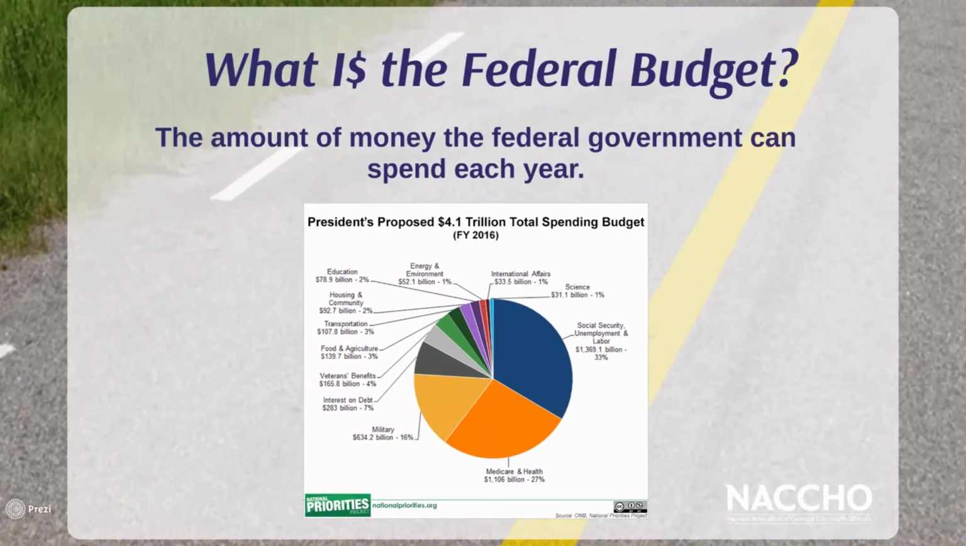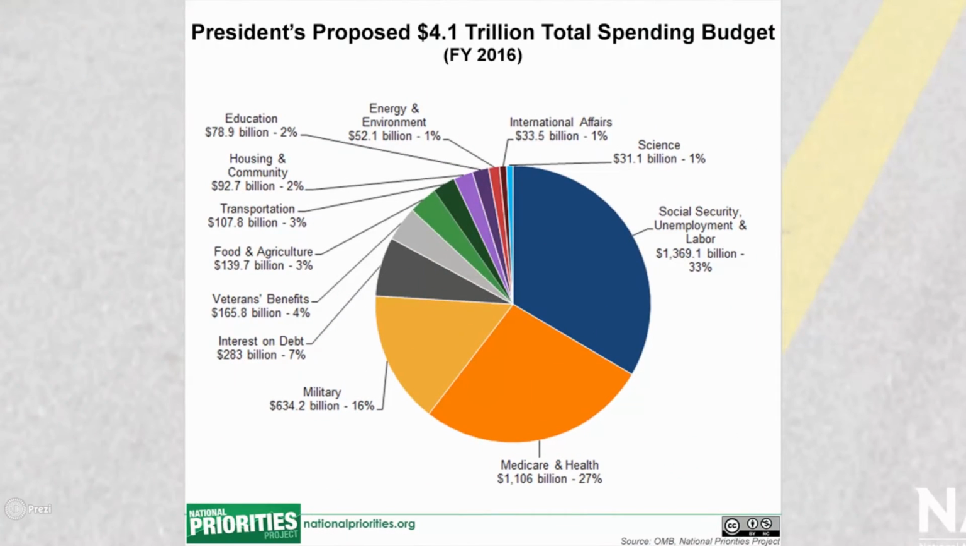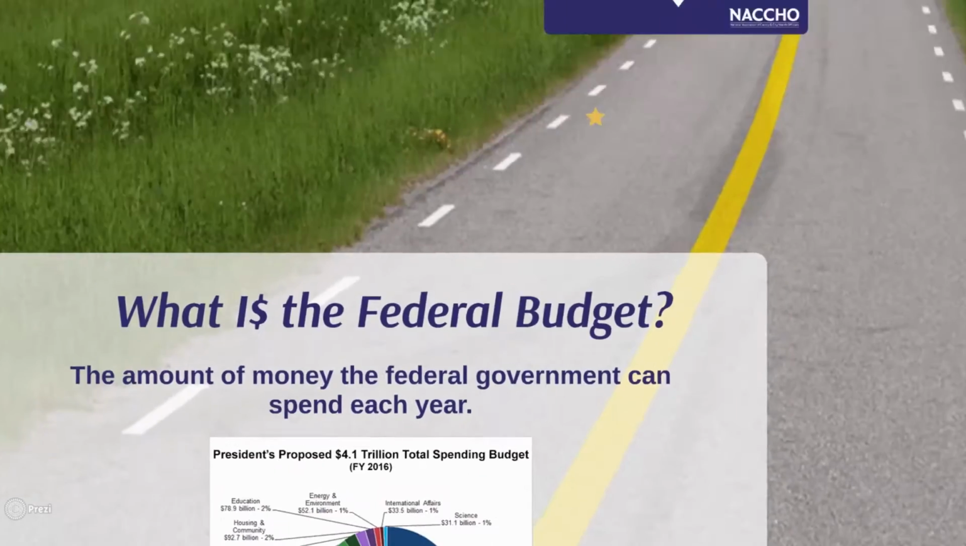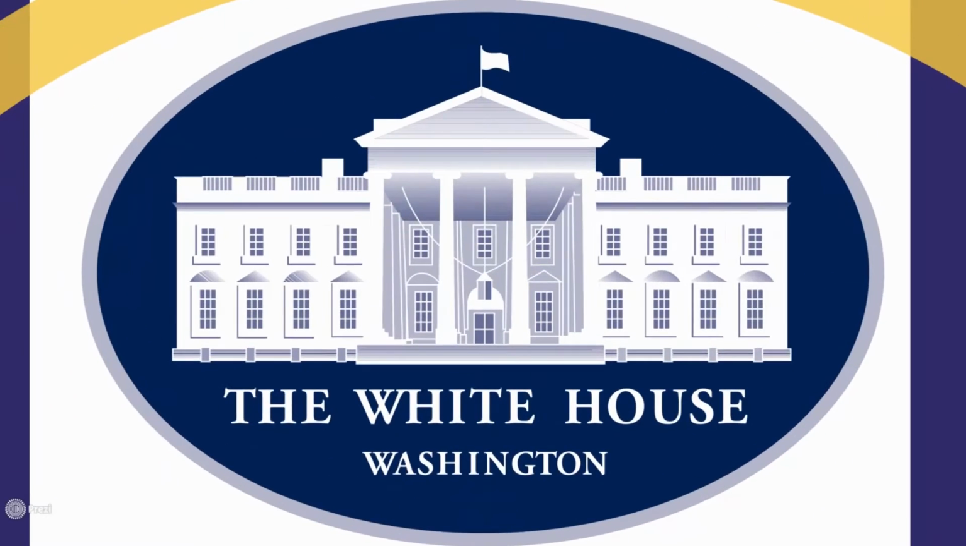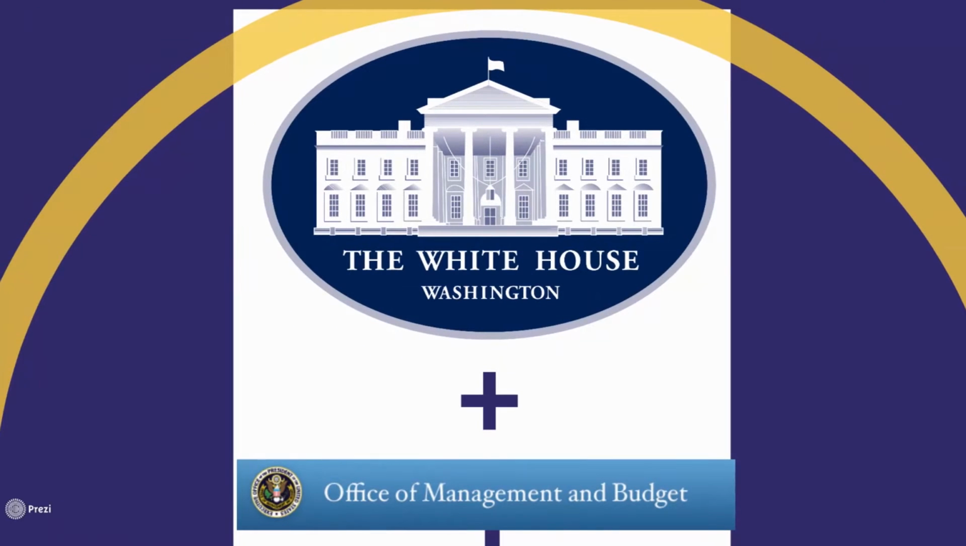The federal budget is the amount of money the federal government will spend each year. The budget includes items such as Social Security, Medicare, Medicaid, defense, and agriculture. So what is the process of the federal budget? The federal budget is first created and proposed by the President with his team of policy experts in the Office of Management and Budget, or OMB.